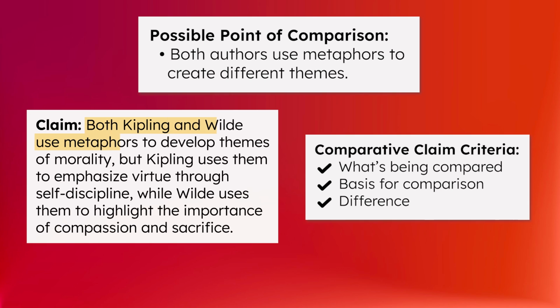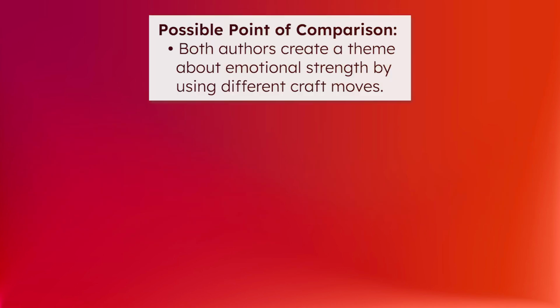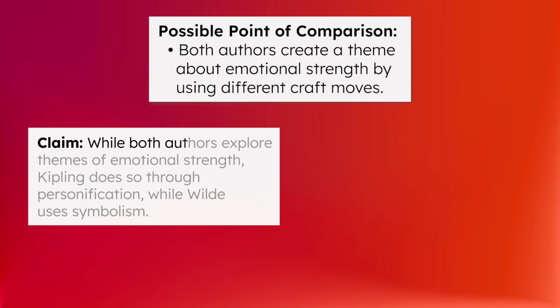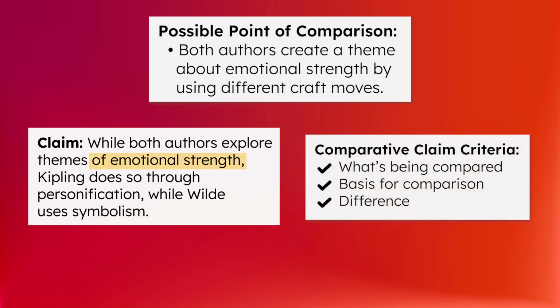This tells my reader what my point of comparison is, what my basis for comparison is, and what the difference is between the two. For the second claim, I wrote that while both authors explore themes of emotional strength, Kipling does so through personification, while Wilde uses symbolism. This time, my point of comparison is their shared focus on emotional strength. I also establish my basis for comparison and the difference between the texts, so it's clear to my reader what this paragraph will be about.